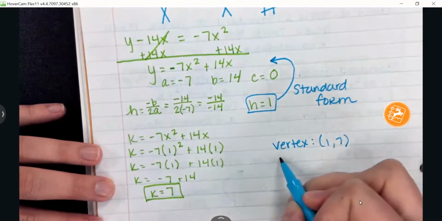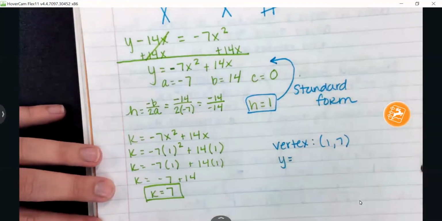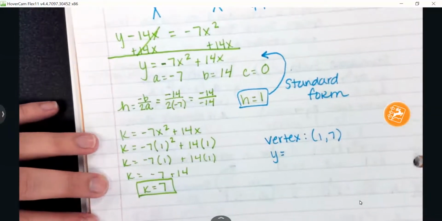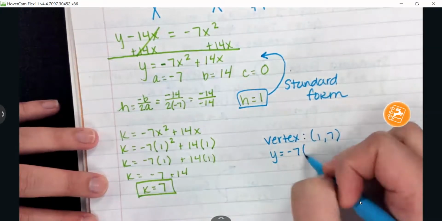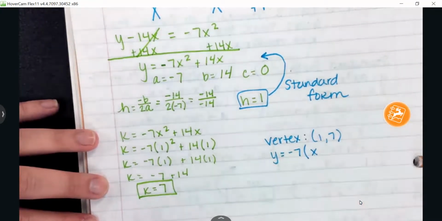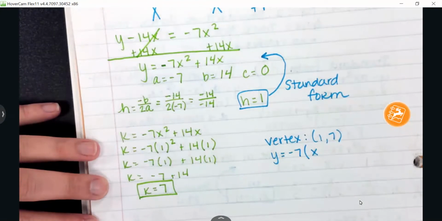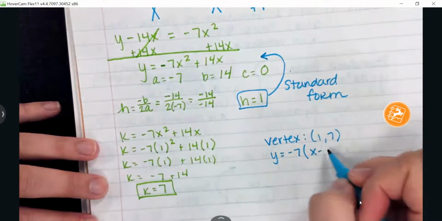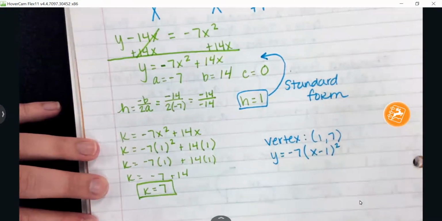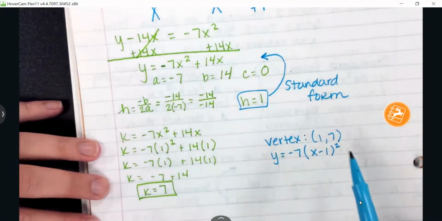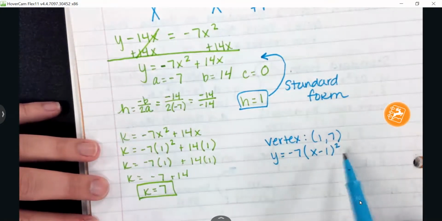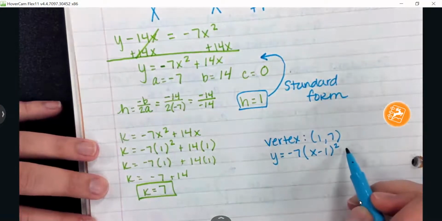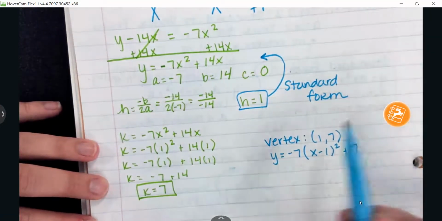My vertex form, y equals a. What's my a value? Negative 7, parentheses, x. What's going to be inside with my x? Negative 1. Jackson, why is it a negative 1? Inside's opposite, squared. If you don't have a squared, it's wrong. Has to have a squared to tell me it's a parabola. And what's going to be on the outside? Positive 7. Very good.